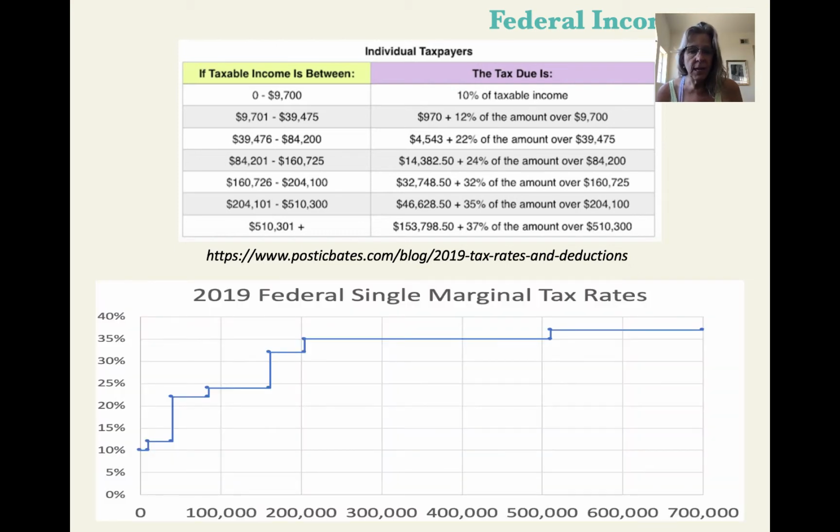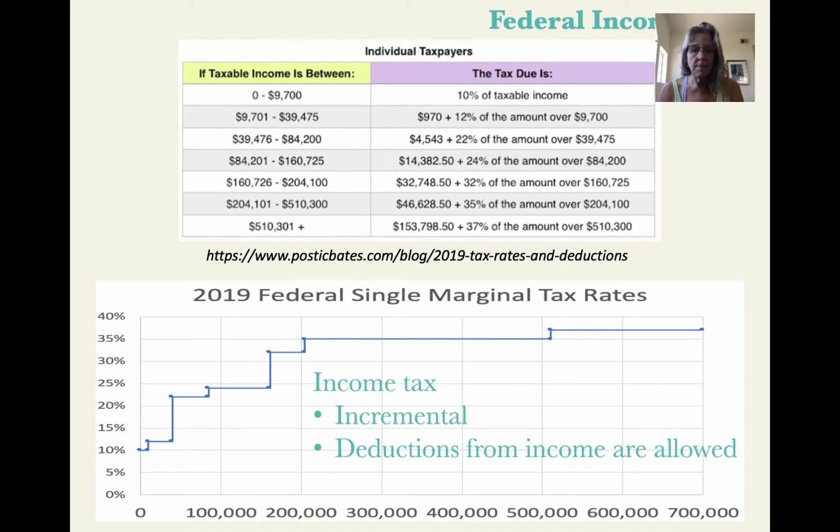If we graph it, it looks something like this. It's a step function. At the lower rates, you're only taxed at about 10%, but as you progress up, the income tax rate increases. And it's important to know this is a marginal tax rate. For everybody, the first 9,700 is taxed at 10%, and the difference between 9,700 and 39,475 is taxed at 12%. But as we get more and more, the marginal tax increases.